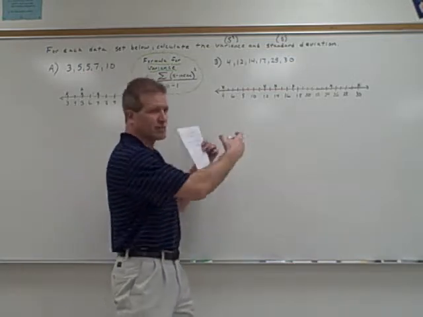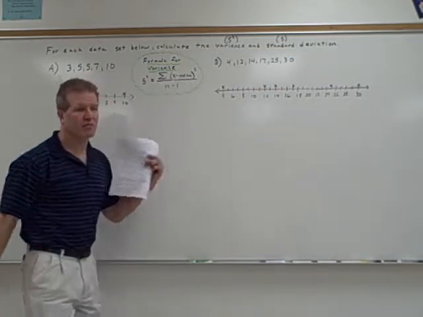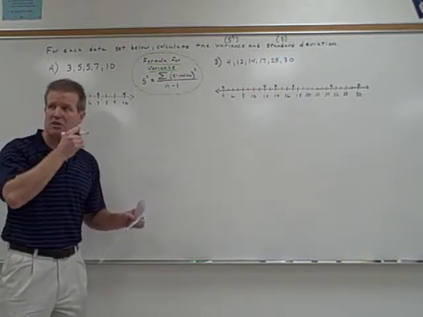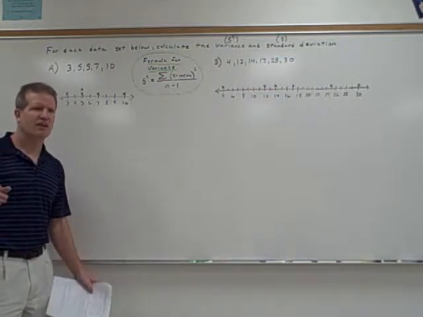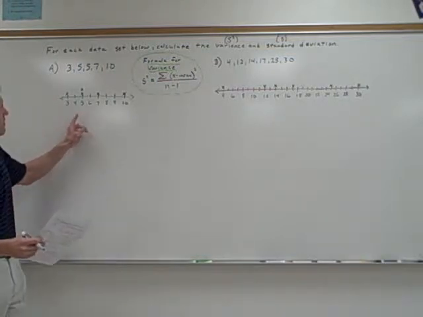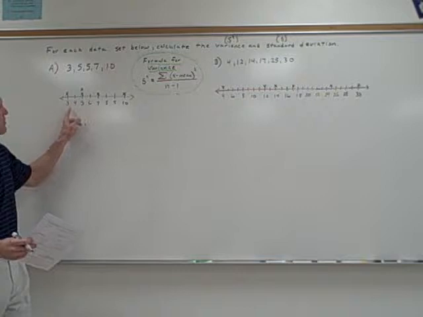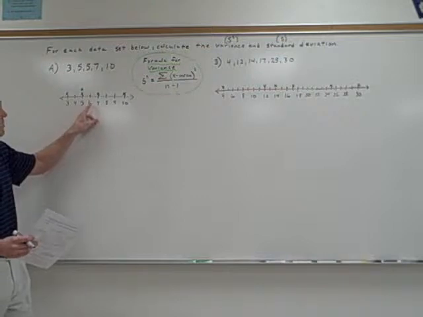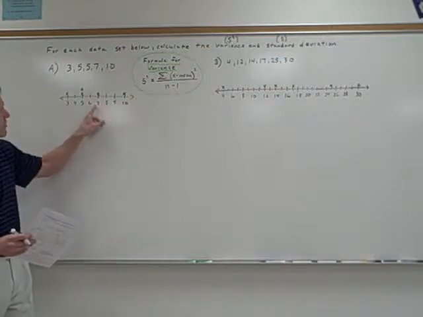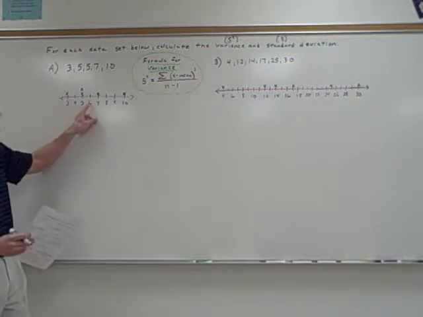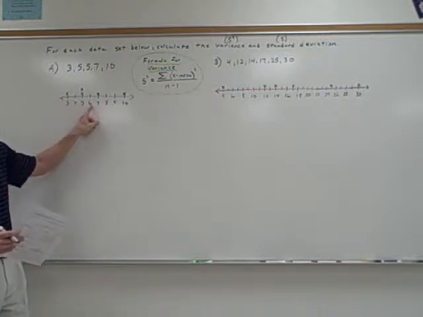Because the data is more spread out. More spread out means a bigger variance, a bigger standard deviation. What you're really looking at is how spread out the data is from the mean. The mean in here is going to be somewhere between 3 and 10, maybe around 6 or 7. You can see the data values aren't that far from 6 or 7. 10 is only 3 or 4 from 6 or 7. 3 is only 3 or 4 from 6 or 7. So the data values aren't very far from the mean.